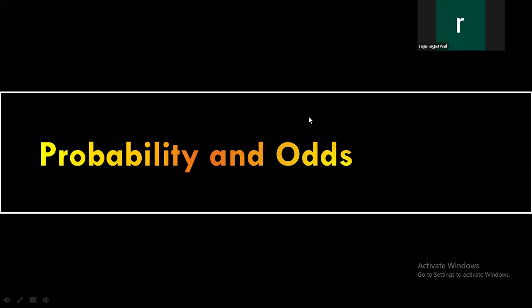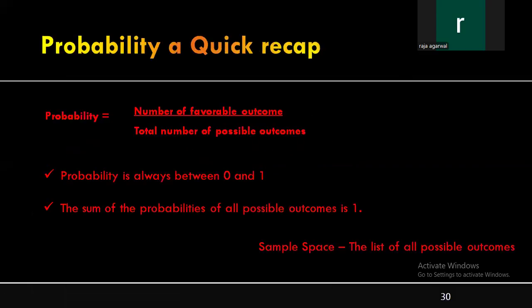Okay, so what is a probability, guys? You might have studied it in school time. So this is the equation for probability. See, the probability values range between 0 and 1. Probability is the number of favorable outcomes divided by the total number of possible outcomes.